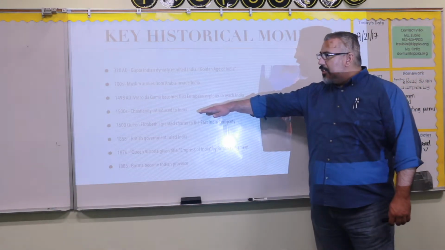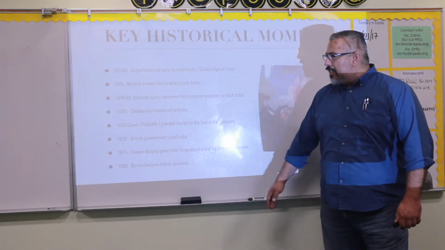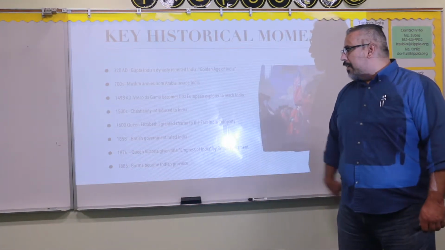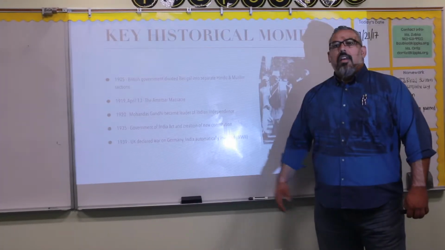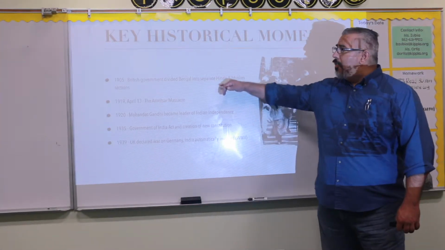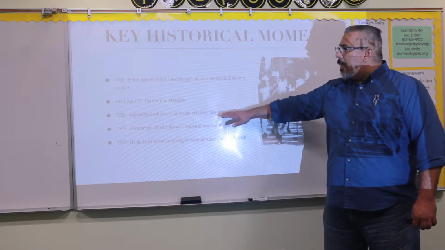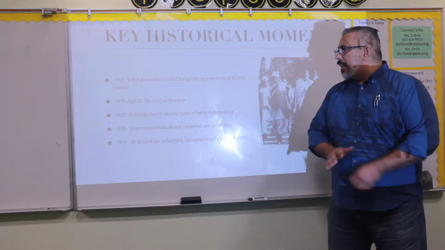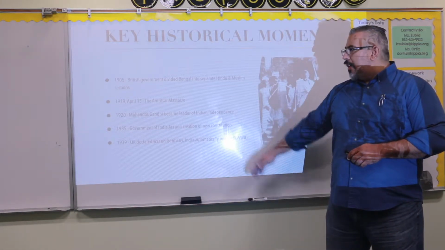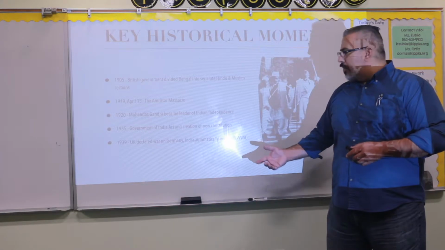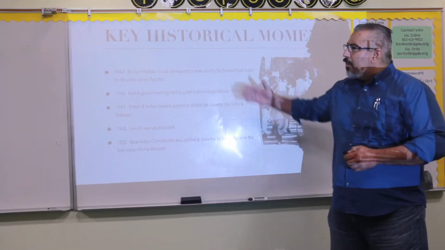In the 1500s, 800 years later, Christianity was introduced to India. In 1876, Queen Victoria was given the title Empress of India by the British Parliament, and in 1858, the British government ruled India. Now we move on to the 1900s. In 1905, the British government divided Bengal into separate Hindu and Muslim sections. In 1920, Mohandas Gandhi became the leader of the Indian independence movement. In 1939, the UK declared war on Germany, World War II, and India was automatically involved in World War II.